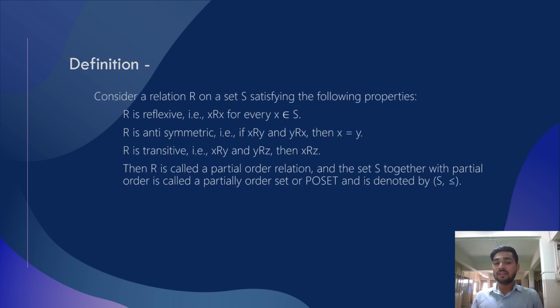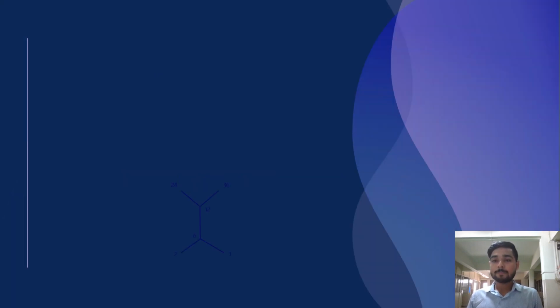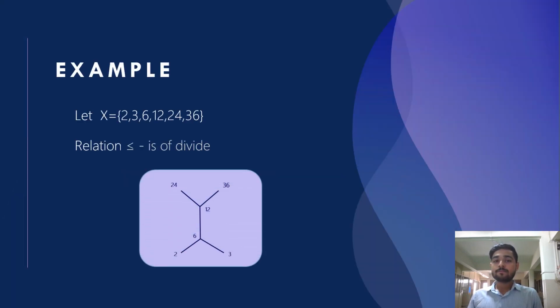So, definition: consider a relation R on a set S satisfying the following properties. R is reflexive, that is x R x for every x belonging to the S. R is antisymmetric, R is transitive also. Then the R is called the partial order relation, and the set S together with the partial order is called the partially ordered set or poset, denoted by (S, R). So this is an example of a partial order set.